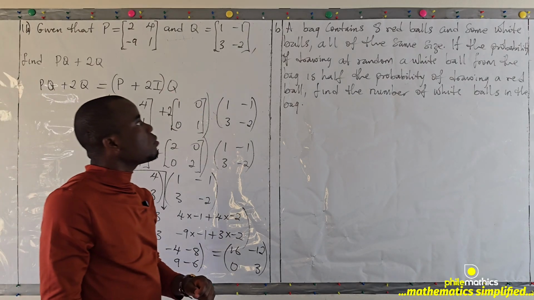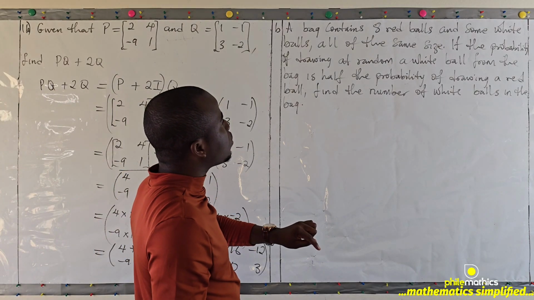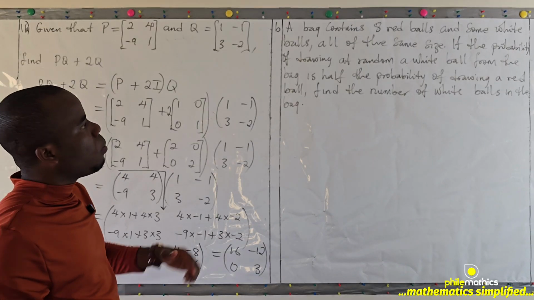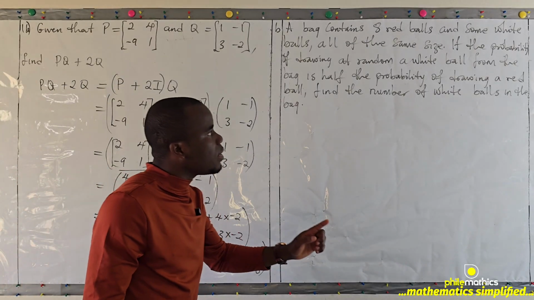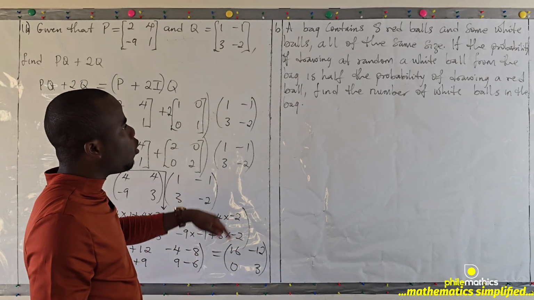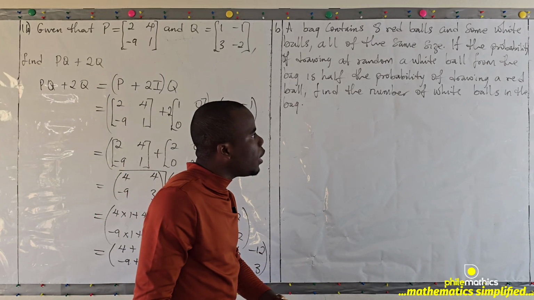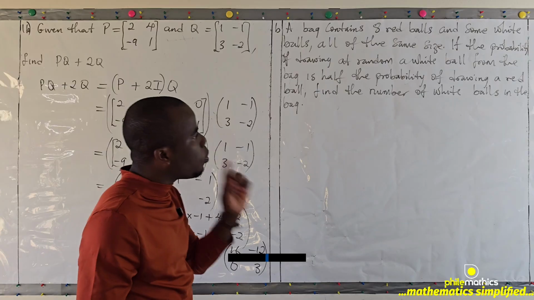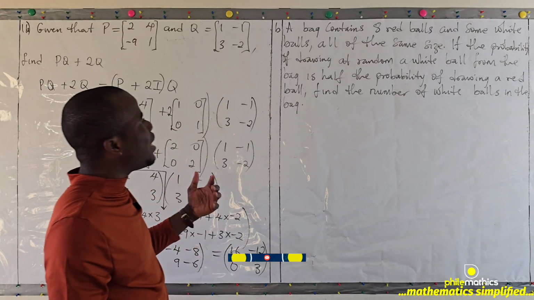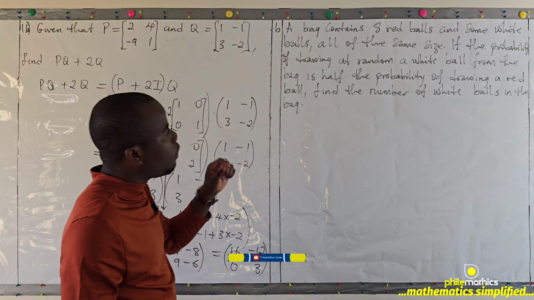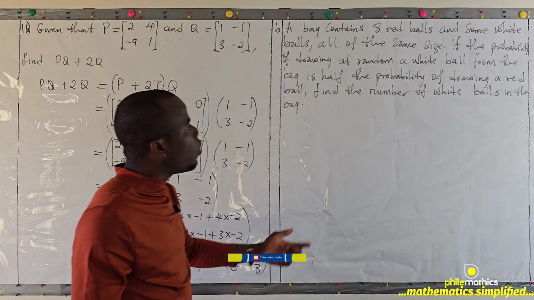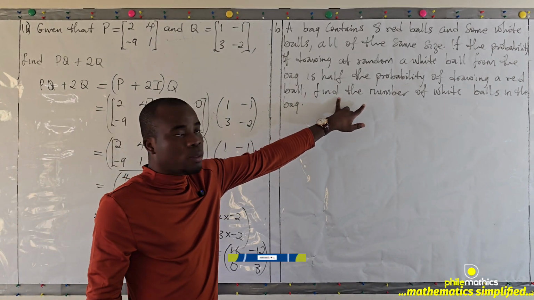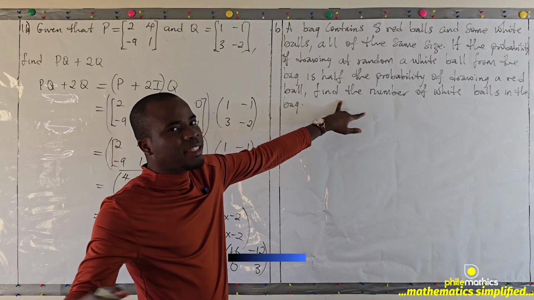B says a bag contains 8 red balls and some white balls, all of the same size. If the probability of drawing at random a white ball from the bag is half the probability of drawing a red ball, find the number of white balls in the bag. So we start with this problem, we are asked to find the number.